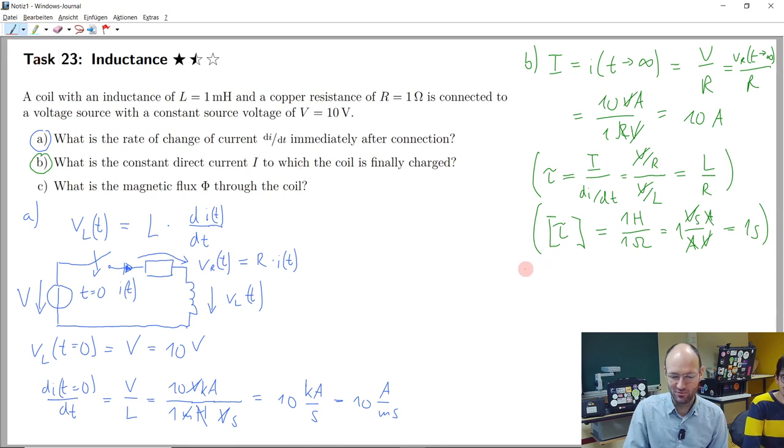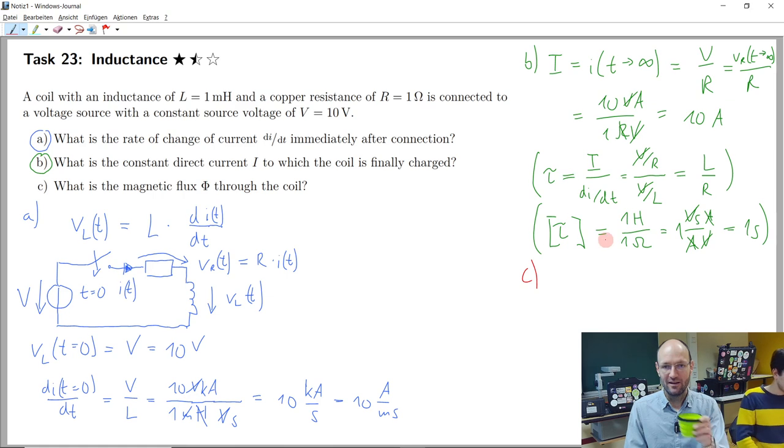So this is the reminder that we should continue with task C. What is the magnetic flux of the coil, or through the coil, better? Any ideas to calculate this? So we need to think about the L, the inductance itself. How is inductance defined? Or if you are asked, what is an inductance? How would you explain inductance?